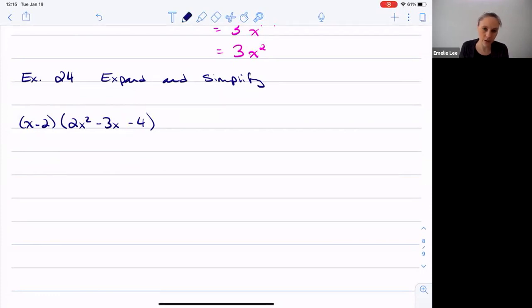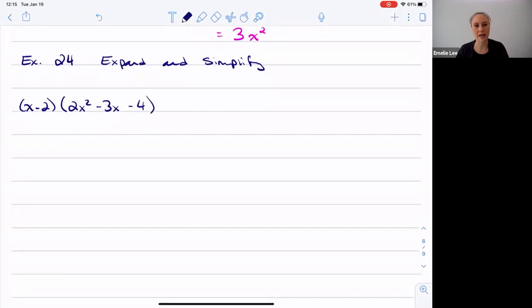It doesn't matter how you do it, but like I said, I like to just take x times 2x squared, x times negative 3x, x times negative 4, negative 2 times 2x squared, negative 2 times negative 3x, negative 2 times negative 4, and then add all those up. So no matter how you slice it and dice it, let's see if we can work through this problem. So I encourage you to work through it on your own alongside here, and just make sure that you end up in the same place.